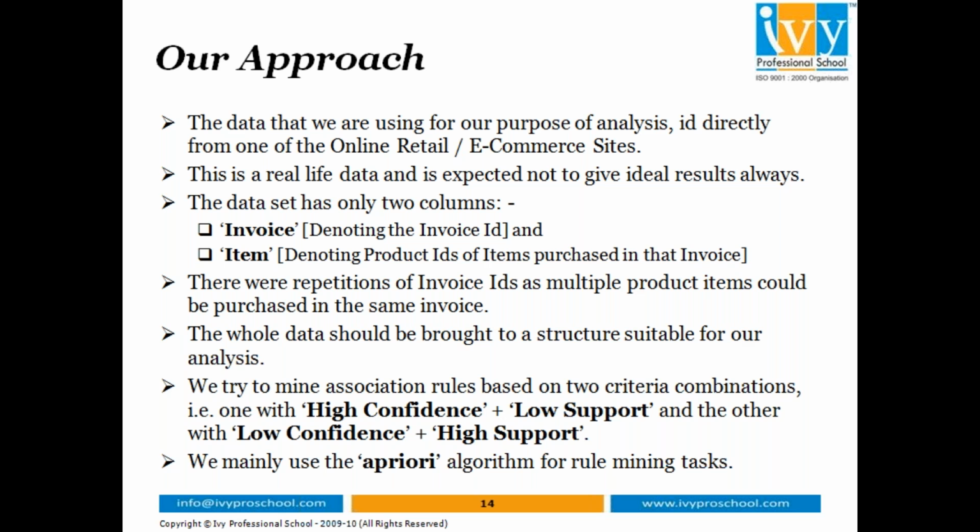We'll be trying to build 2 different types of rules. One has high confidence but low support, and the other one has low confidence but high support. The second one, low confidence and high support, is very rare. It's nearly an unachievable task to obtain, whereas the first set of rules will be practicable. And for that we'll be using the Apriori algorithm.